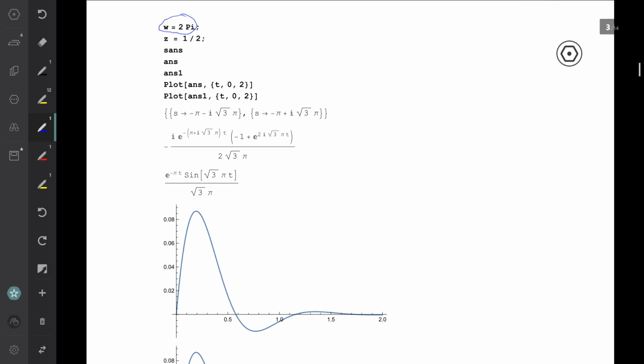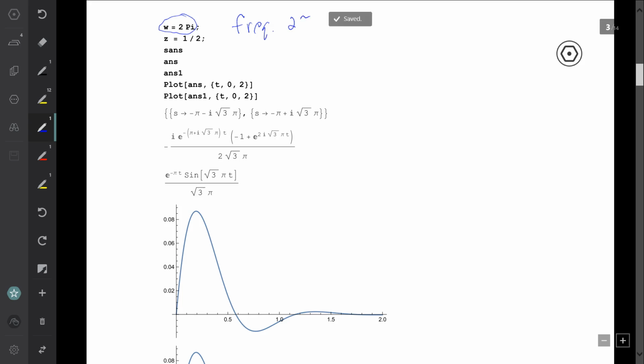Here again I'm picking two numbers. This guy is the frequency. And it's going to be the same as before. Frequency is going to be 2 pi radians per second. On a test, I would expect you to be able to convert that to degrees per second, cycles per second, cycles per minute, revolutions per minute, all of those things.